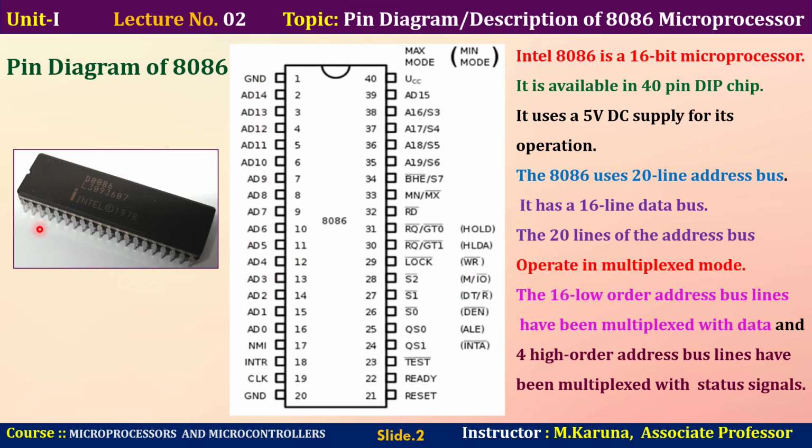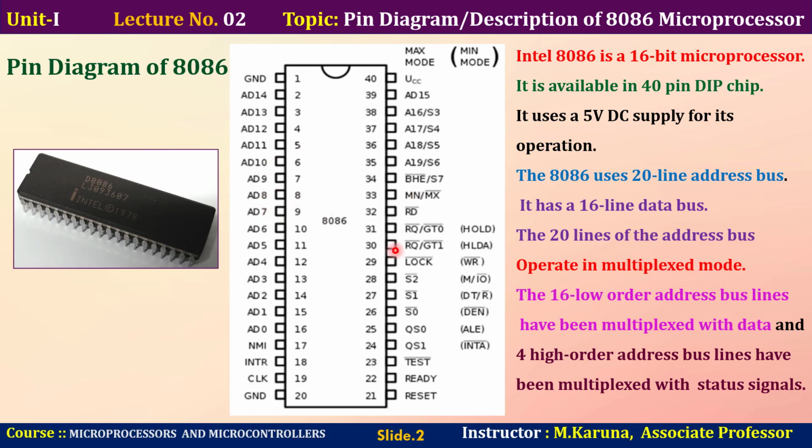See, this is the physical structure of 8086 microprocessor. This is a 40 pin chip. It uses 5 volts DC power supply for its operation. So it consists of 40 pins. On one side 20 pins are available, on the other side the other 20 pins are available. Some of the pins are operated in time multiplexed mode.